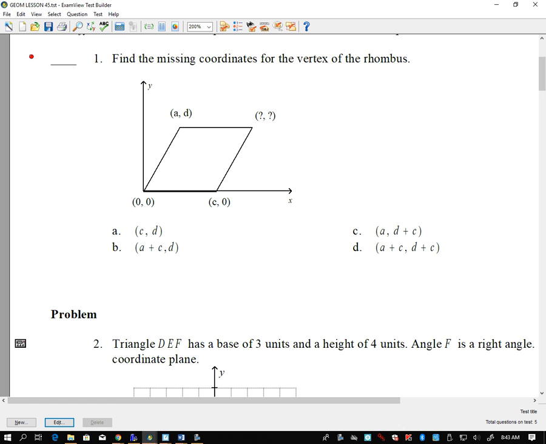Okay, and give me a second. I want to see if I can figure out how or why this isn't letting me draw on it.